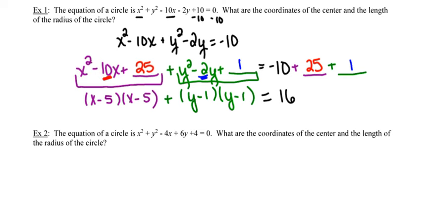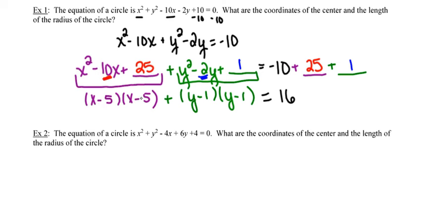Notice that as I did the factoring, the number that went in the parentheses for the purple was this half of the negative 10 number that I squared to get to 25. The number that went in the parentheses for the green y variable was this half of the negative 2 that I squared to both sides. So that might be a little helpful hint as you're going through the factoring on this.